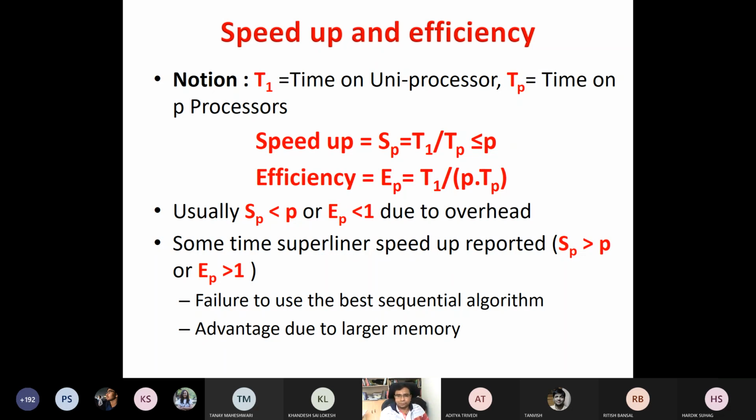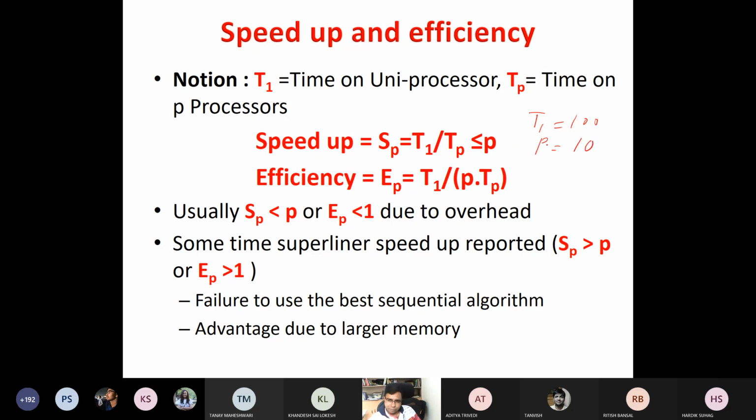And what will be the efficiency? Efficiency is EP equal to T1 by P times TP. Suppose you are using 5 processors. Let me give examples: suppose T1 is equal to 100, and P, the number of processors you are using, is 10.